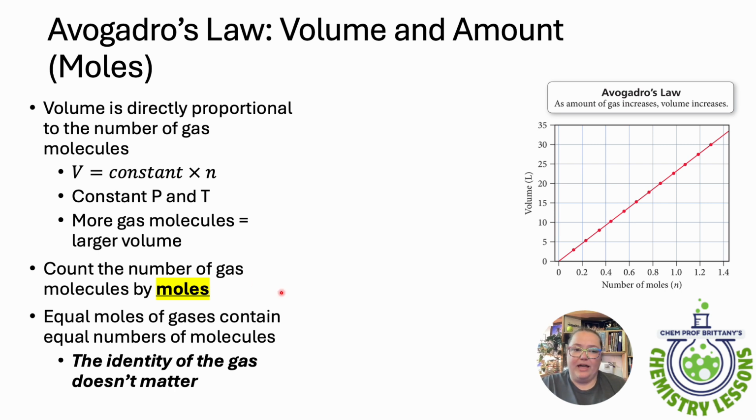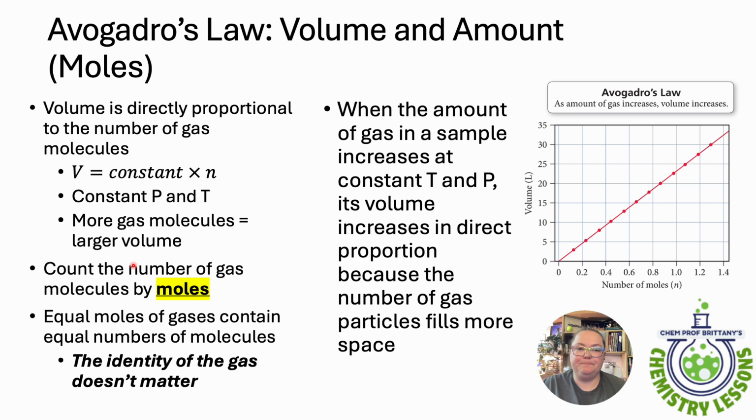We count the number of gas molecules by moles. We don't actually look at molecules, but it's the same thing, right? And equal moles of gases contain equal numbers of molecules. The identity of the gas does not actually matter here. We're talking about number of particles. So 1 mole is 1 mole, no matter what we're talking about.